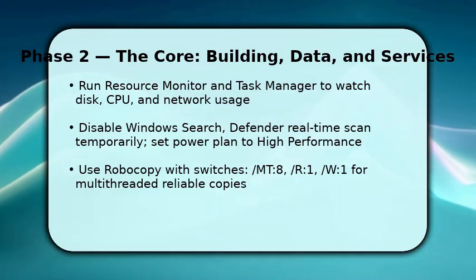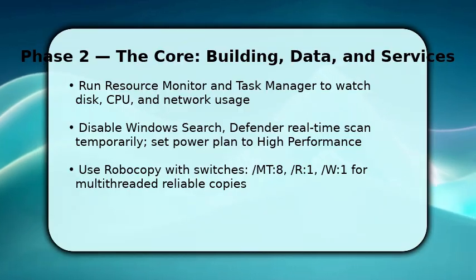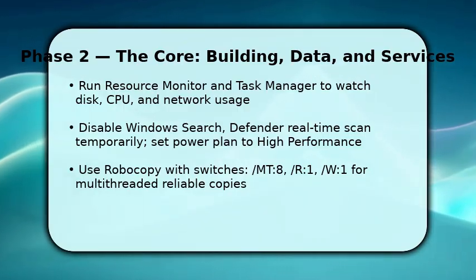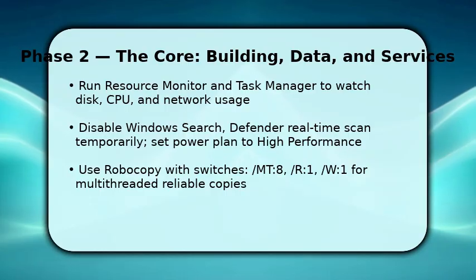For large batches, use Robocopy with multithreading. Try /MT:8 and low retry /wait values. This improves throughput versus Explorer. Once done, monitor speeds and note any bottleneck, disk, controller, or network.